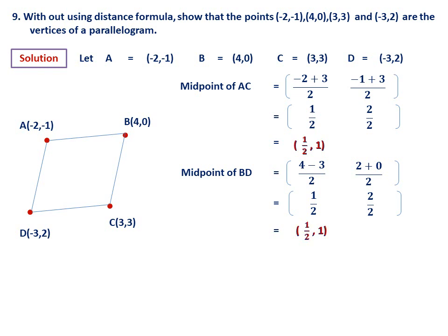So definitely midpoints are same. You see, 1 by 2, 1 and 1 by 2, 1. I have not joined the diagonal there. So now this implies, this is a property, diagonals bisect each other. So ABCD is a parallelogram. So this is the simplest way of proving parallelogram.